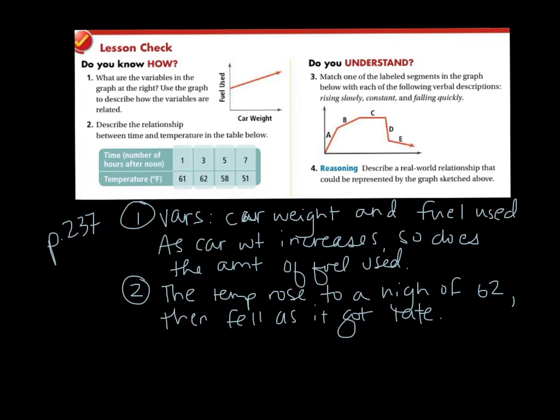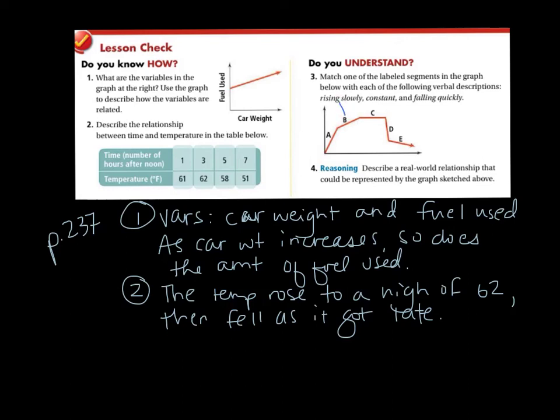Good. Excellent. Now I'm going to go ahead and write on the actual problem for the next one. So I'm going to change my writing color to a dark one just so it's a little easier to see. Match one of the labeled segments in the graph below with each of the following verbal descriptions: rising slowly, constant, and falling quickly. So where would you say this is rising slowly? Well, I definitely would say it's not here because that's falling. It's not here because that's rising quickly. Good. All right, and it's not here because that's staying the same. So rising slowly, I think, is B.